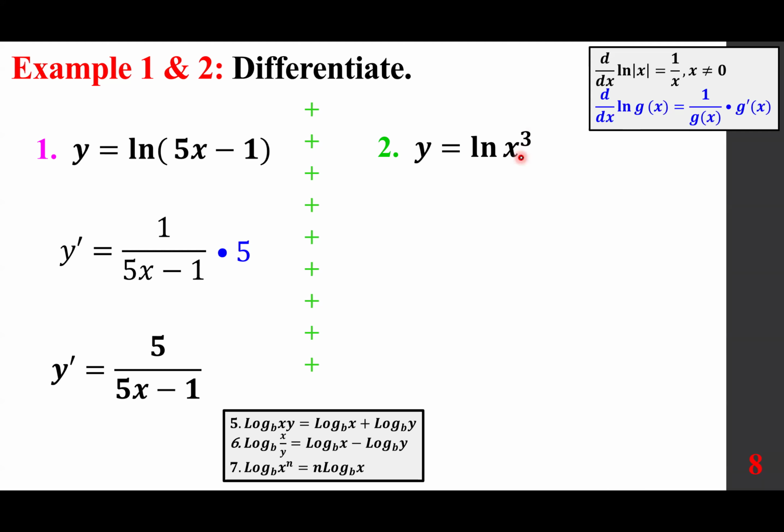y prime is 1 over x cubed times g prime. The derivative of x cubed is 3x squared. And you can see that 3x squared over x cubed is 3 over x, and you're done.